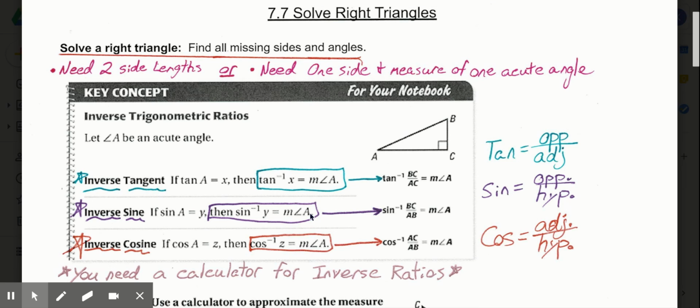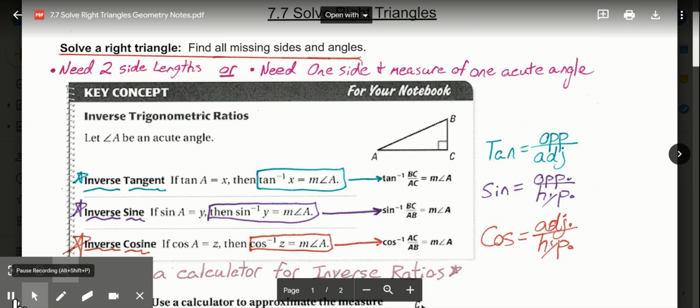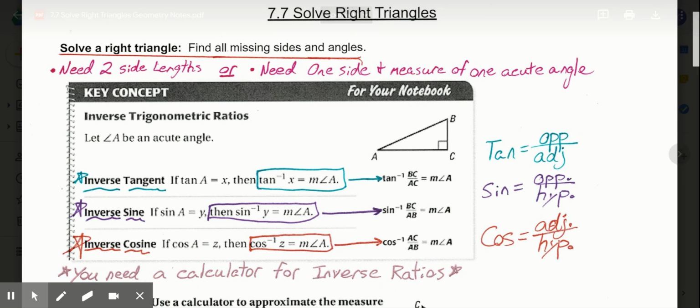So what we want to keep in mind before we look at the inverse trigonometric ratios is that the tangent is always the opposite over the adjacent. The sine is always opposite over hypotenuse, and cosine is always adjacent over hypotenuse.